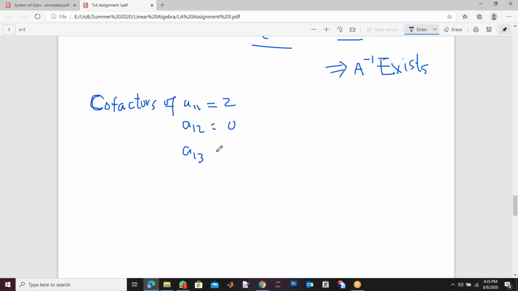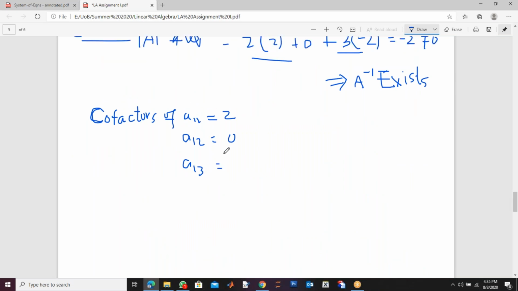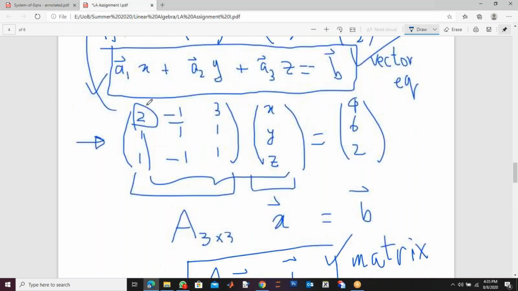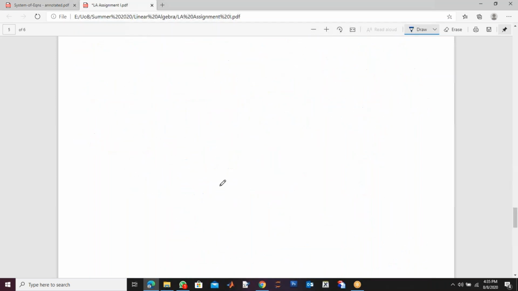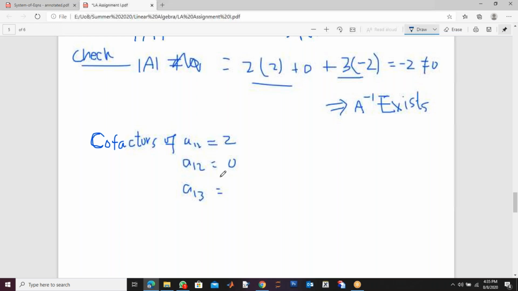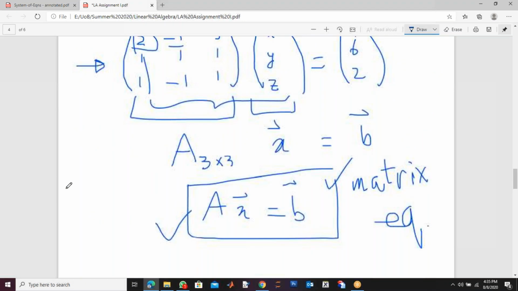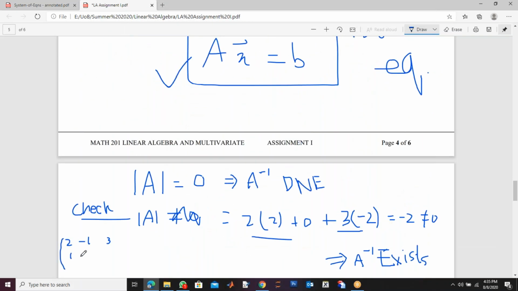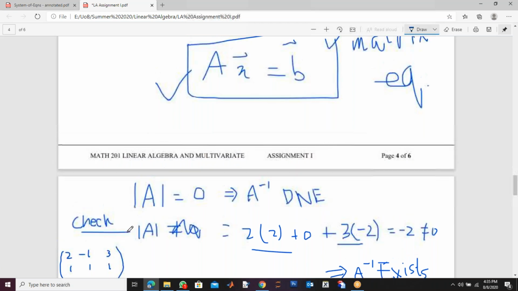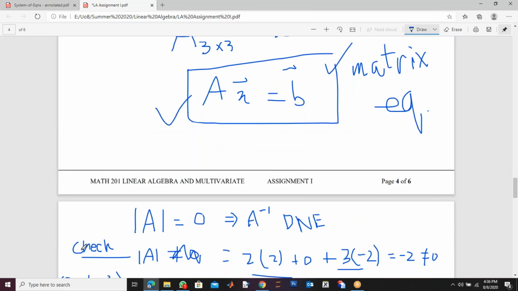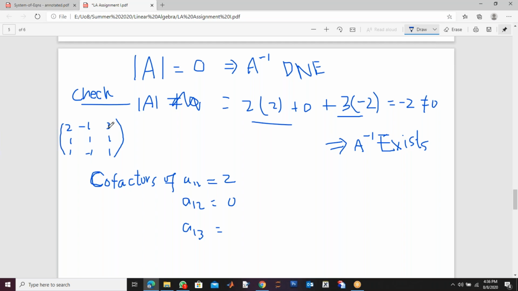Cofactor of A13. A13 is first row, third column. Let me write the matrix somewhere here so that I don't have to go up and down. 2, minus 1, 3, 1, 1, 1. When you are doing it on the page, you can easily see at the top 1, minus 1, 1. Now cofactor of 3 is 1 into minus 1, which is minus 2.